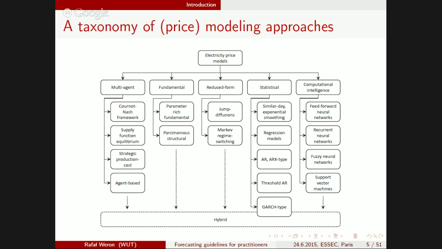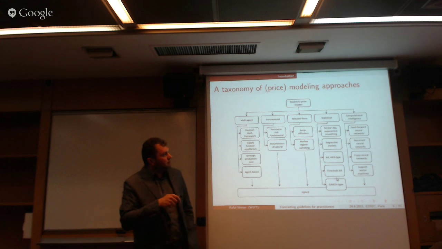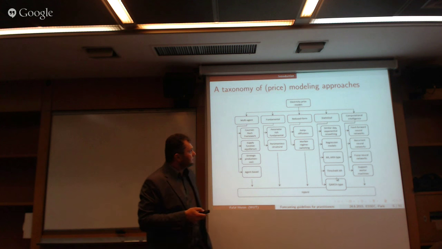The next column shows you reduced form models, and these are the models that come from finance, and two classes: jump diffusions and Markov regime switching, mainly introduced for modeling electricity prices. Because of the spikiness of electricity prices, these unexpected and very extreme changes in price level, both of these approaches have been introduced to modeling electricity prices, not so much into modeling loads.